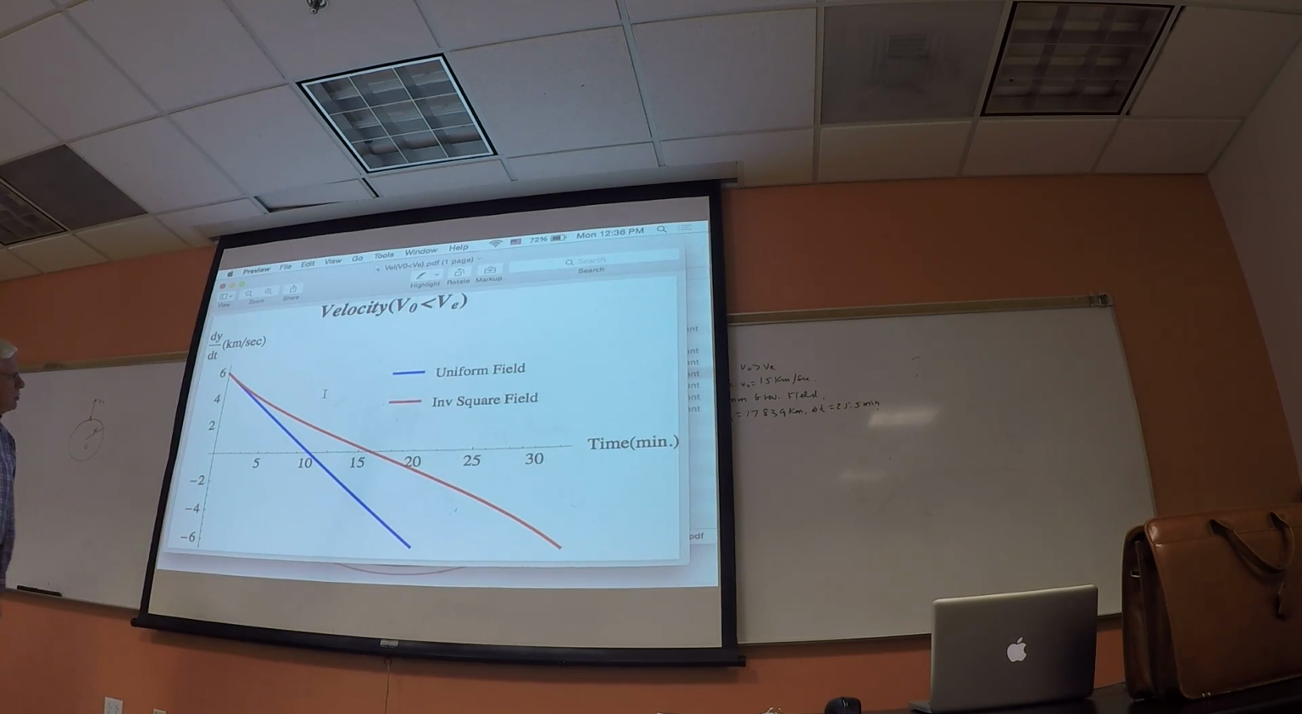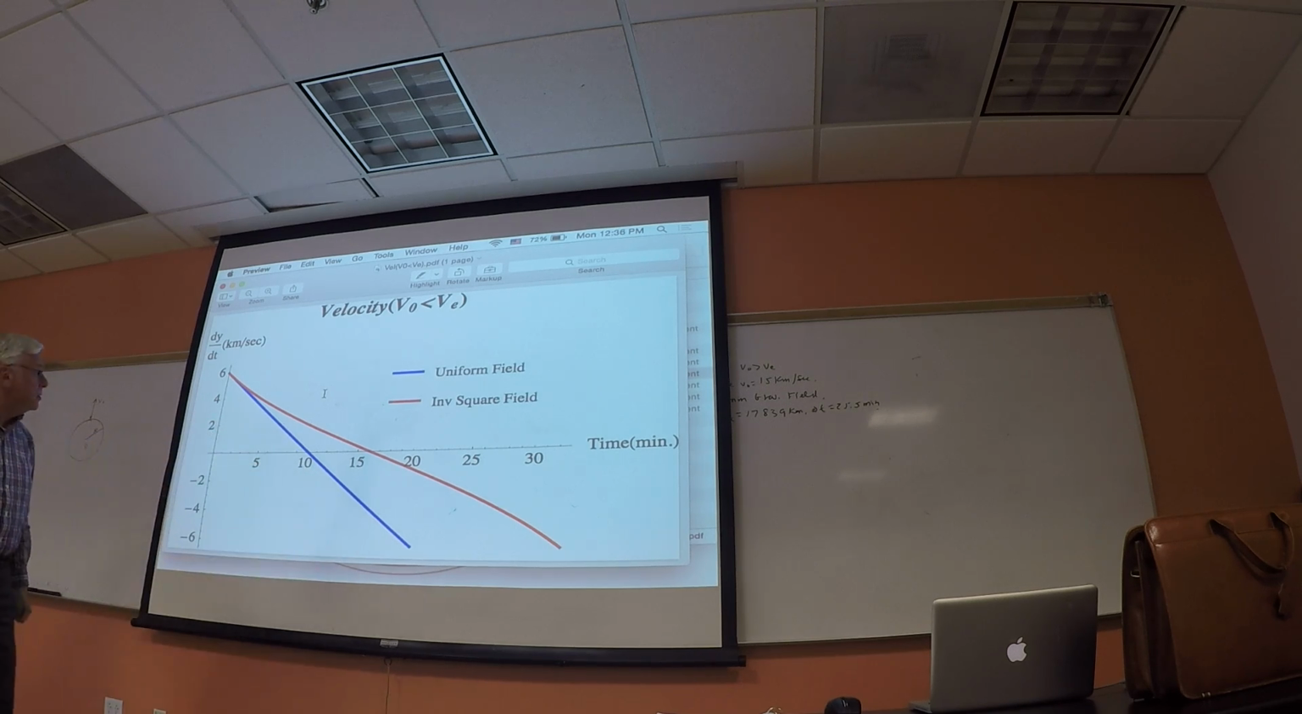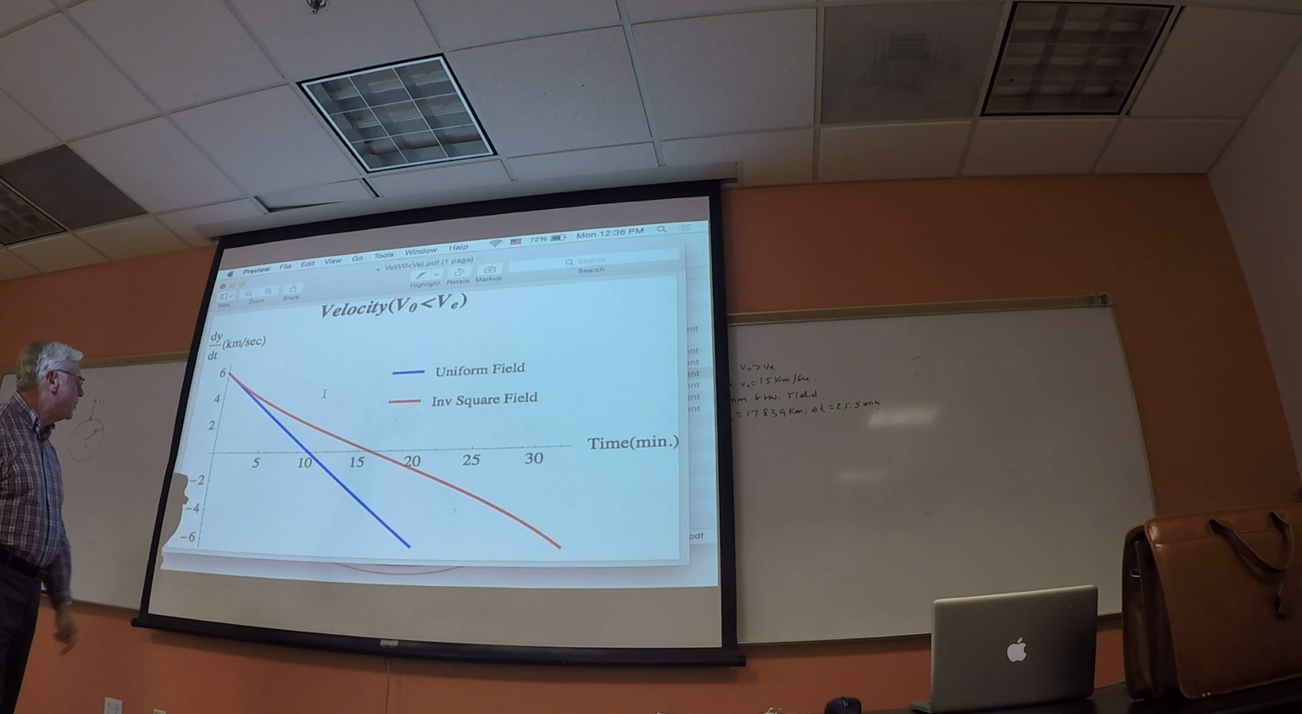What's also interesting, if you look carefully, is that the blue curve, the velocity, looks linear. Well, it is, because its acceleration is a constant, so you integrate that and velocity is linear. Over here, you see a curvature to it. The velocity profile is not linear, although it is decreasing. I did it till 30 minutes over here. That's when this one hit the ground, and this one hit the ground, whatever that number is, 16 something.